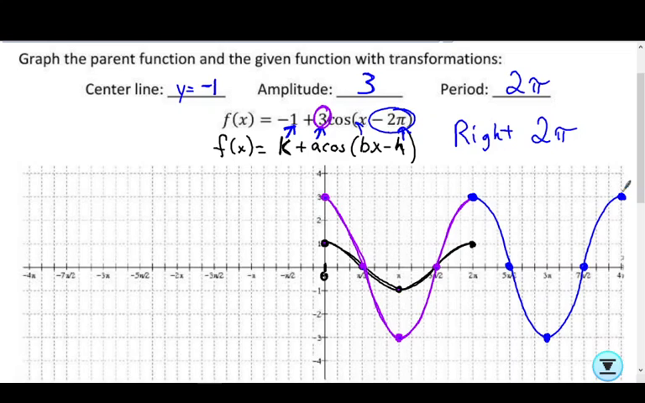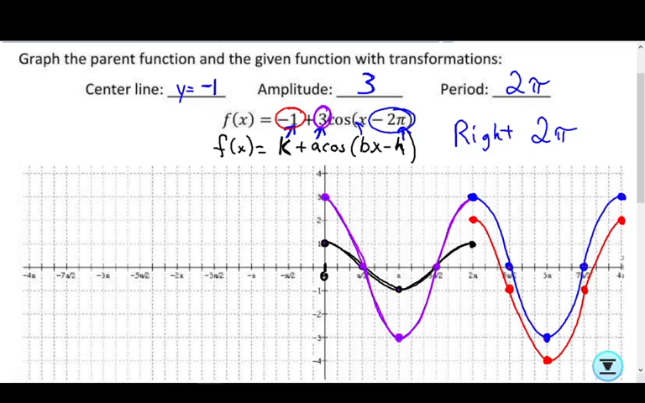And then our last transformation, that's this -1, and that is a vertical shift down 1, which means all of my values are just going to be moved down 1. So this one goes down here, this one goes down here, this one goes down here, this one goes down here, and this one goes down there. Then again, you connect your dots, and that is your transformed function.